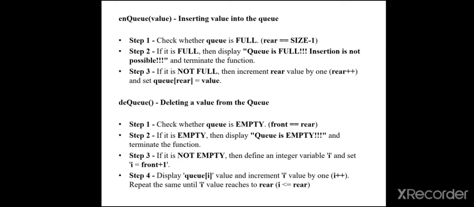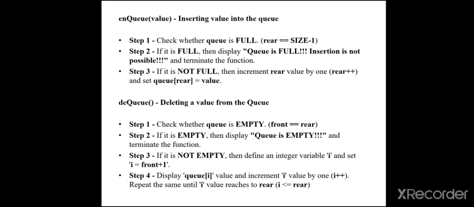See, here you can see that first we are checking whether the queue is full or not. How can we check that? By rear equal to size minus 1. Suppose the size of an array is 5. Then rear equal to 5 minus 1, that is 4. Then the array is full. Then what will we display? Queue is full, insertion is not possible, and terminate the function. If it is not full, then increment the rear value by rear plus plus. Then we set queue of rear equal to value. The value will be stored in queue of rear. In this way, we are inserting a value into the queue.